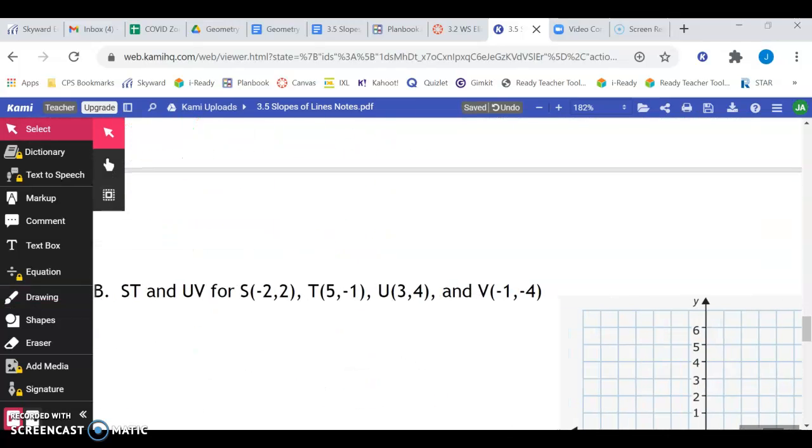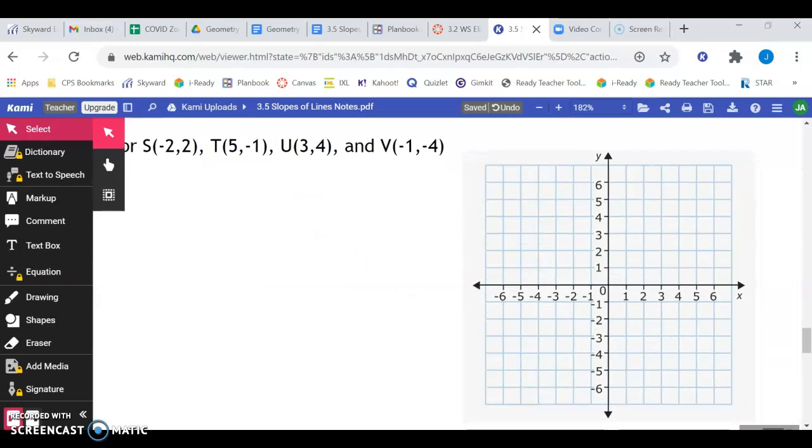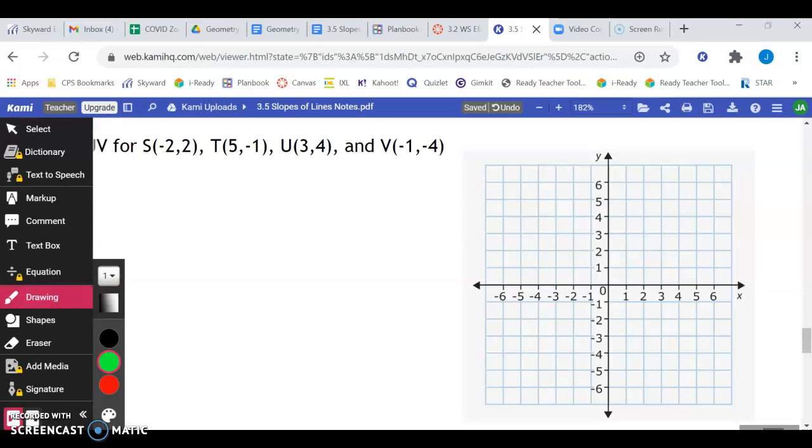For this one, we have ST and UV with the given points. So let's do ST here: S is (-2, 2), and T is (5, -1), so over 5 and down 1. So up and back, 1, 2, 3. So I went up 3, and then 1, 2, 3, 4, 5, 6, 7, back 7. So ST was rise 3, run -7.